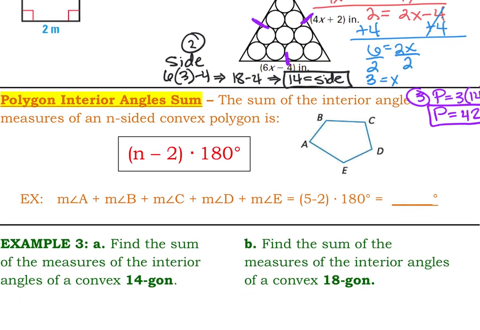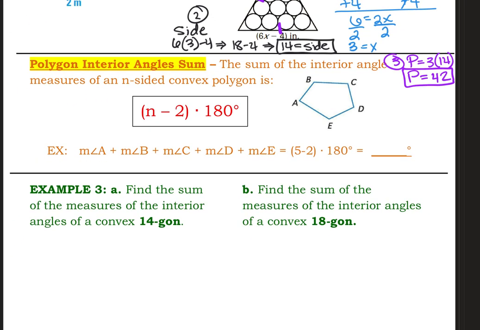All right, let's go and do the next thing. So here we have the polygon interior angle sum. It's actually the interior angle sum of any polygon. All we're going to do is find the total degrees inside. Now we should all know that a triangle, how many degrees are in a triangle?